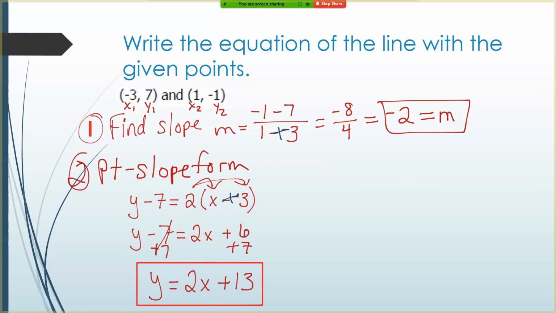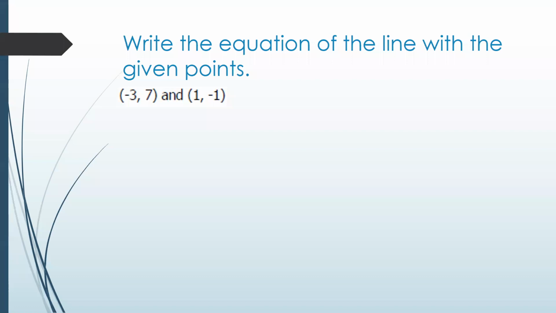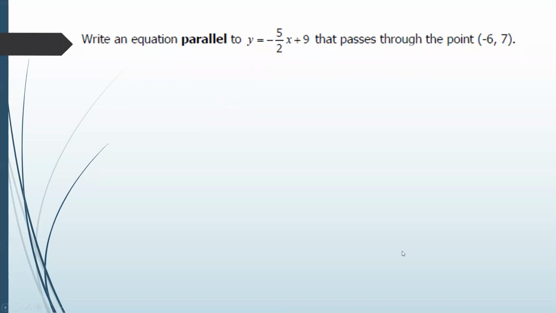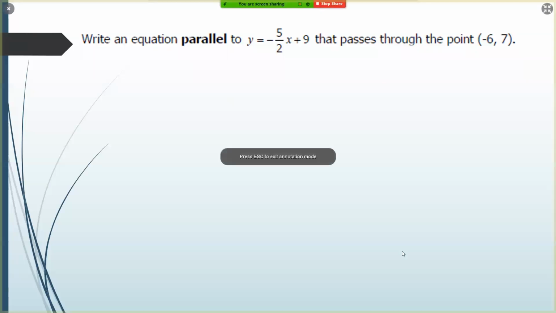For time's sake, we're going to skip the next one and jump to the equation parallel to. So we're going to jump to this question right here. We're going to write an equation of a line parallel to y equals -5/2 x plus 9. That passes through the point -6, 7. So there are questions like this exactly on your next test.